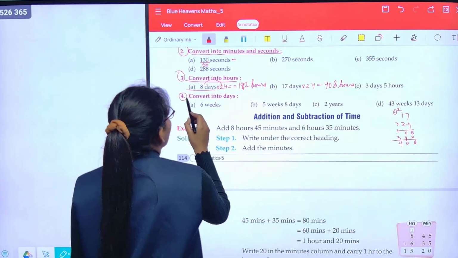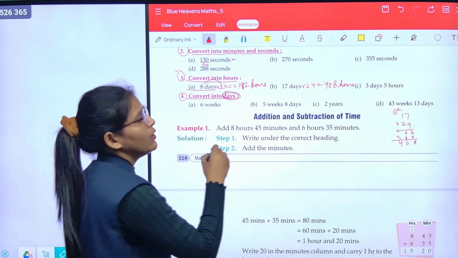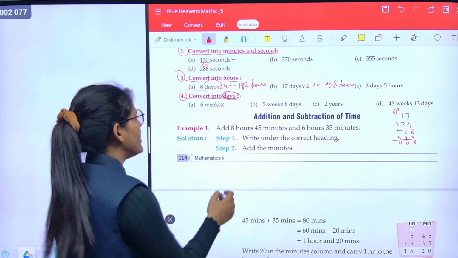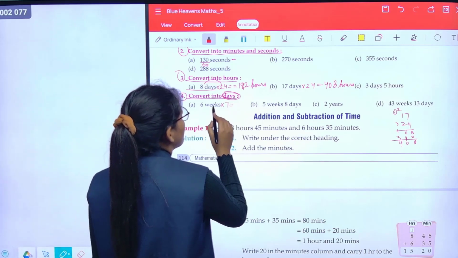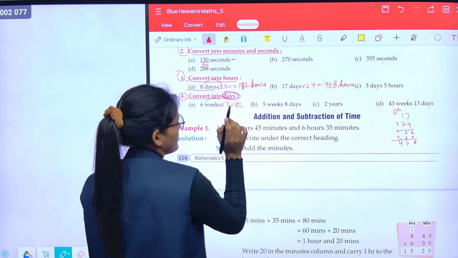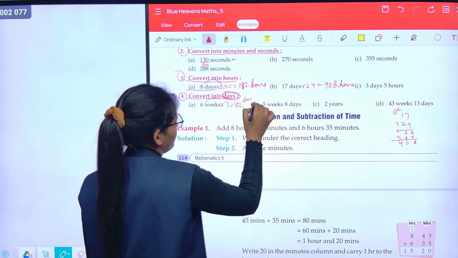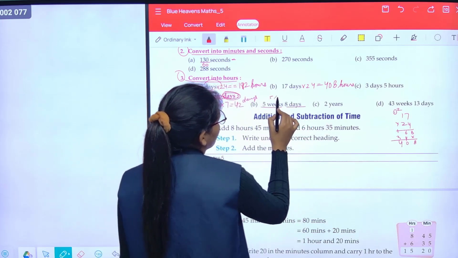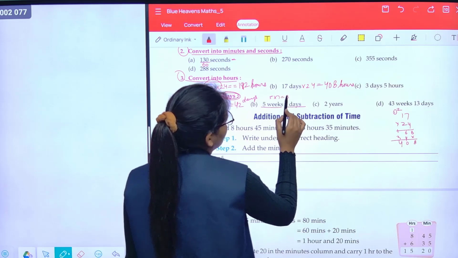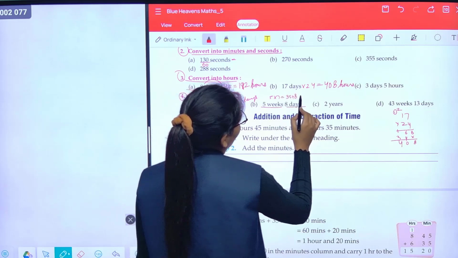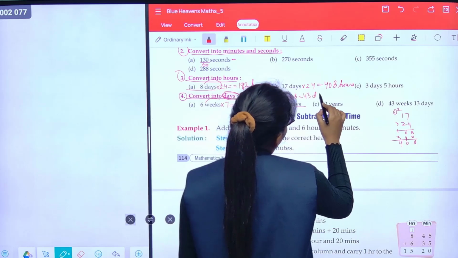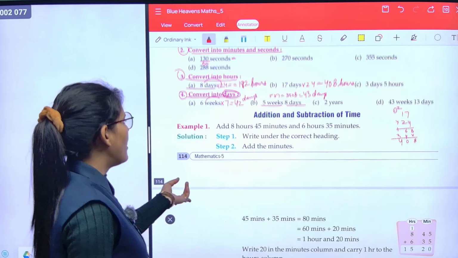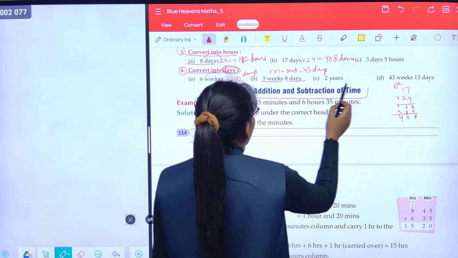Now question number 4, convert into days. Now class, 6 weeks. Now 1 week is equal to 7 days. Now 6 multiplied by 7, 6 sevens are 42 days. Now 5 weeks 8 days. Now 5 multiplied by 7 is equal to 35 plus 8 is equal to 43 days. Understand? Rest of the parts do yourself class. Now addition and subtraction of time.